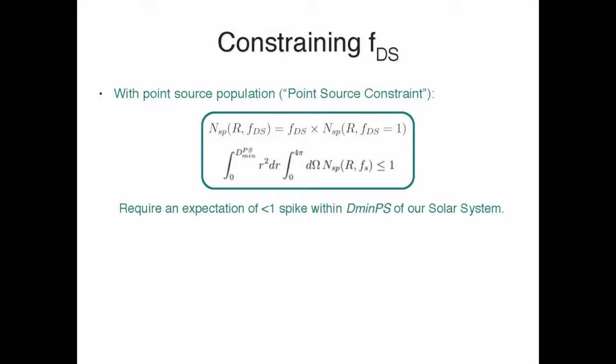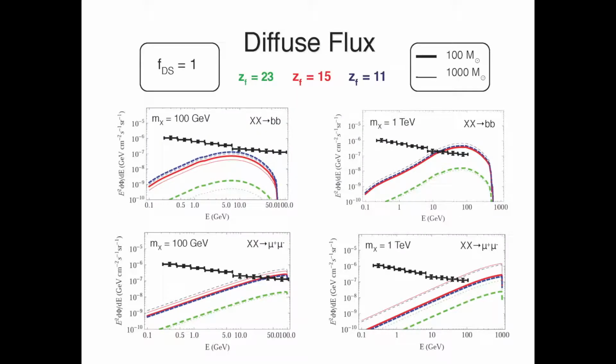All right, so if we want to constrain this fraction of potential star-forming mini-halos that actually did form a first star, then you can do it with the point source population, and so we require an expectation of less than one spike within this minimal distance of our solar system, d min ps. And with the diffuse flux, basically the flux that you actually get is that fraction times the flux if all of the potential star-forming mini-halos did form them. And so we require that the diffuse flux didn't exceed the measured flux by more than 3 sigma.